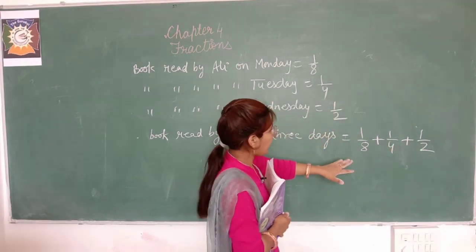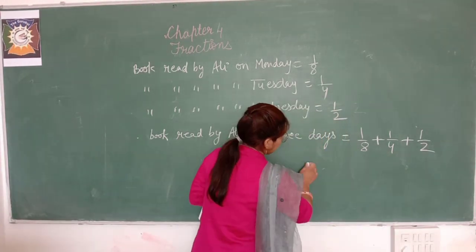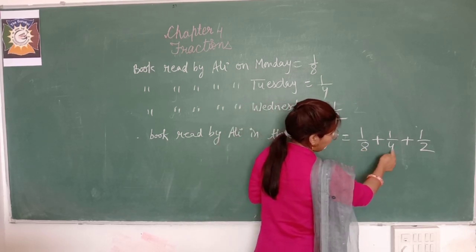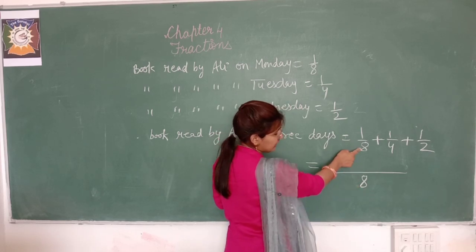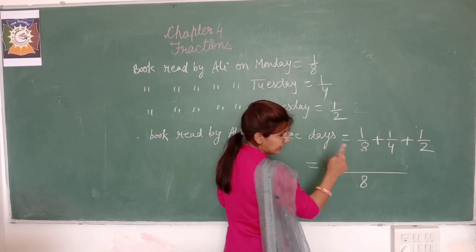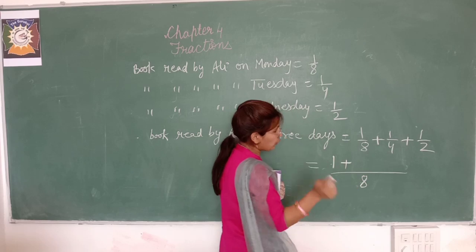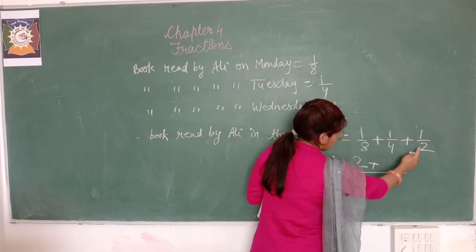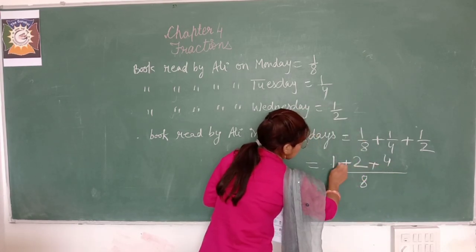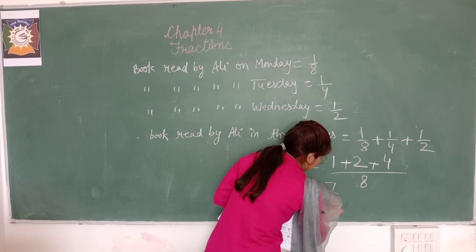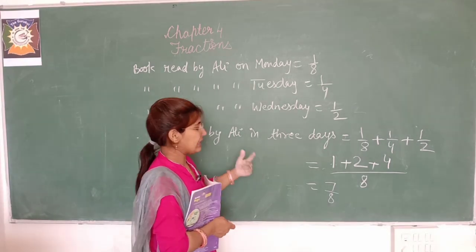So first of all we have to calculate the LCM of the given denominators so that we get the common denominator, and we know the LCM of 8, 4 and 2 is 8. Now we have to divide this common denominator by the denominators. So see here, 8 1s are 8, 1 into 1 is 1, plus 4 2s are 8, 2 into 1 you get 2, plus 2 4s are 8, 4 into 1 you get 4, and the answer is 4 plus 2 is 6, 6 plus 1 is 7, 7/8. It means that Ali reads 7/8 part of the book in 3 days.